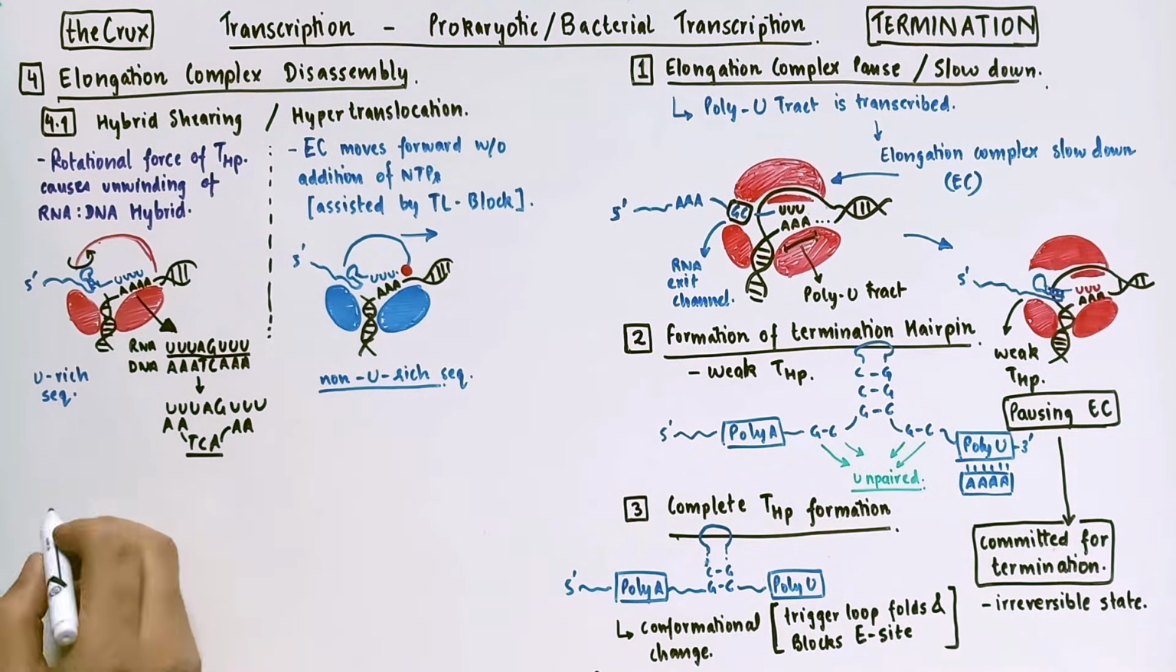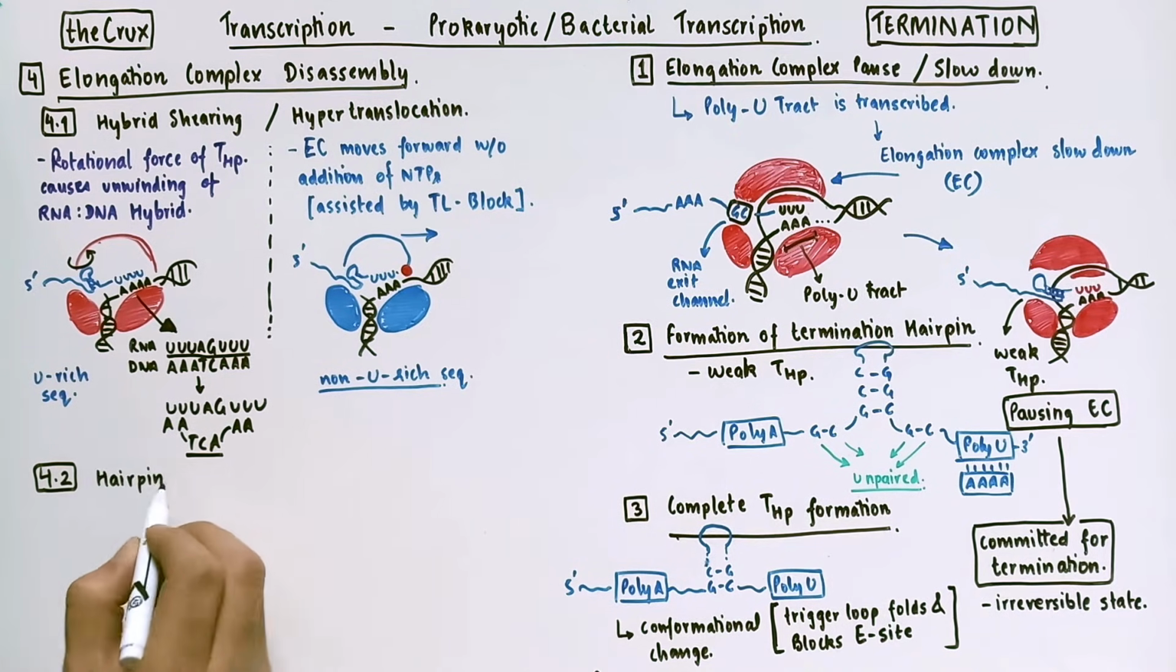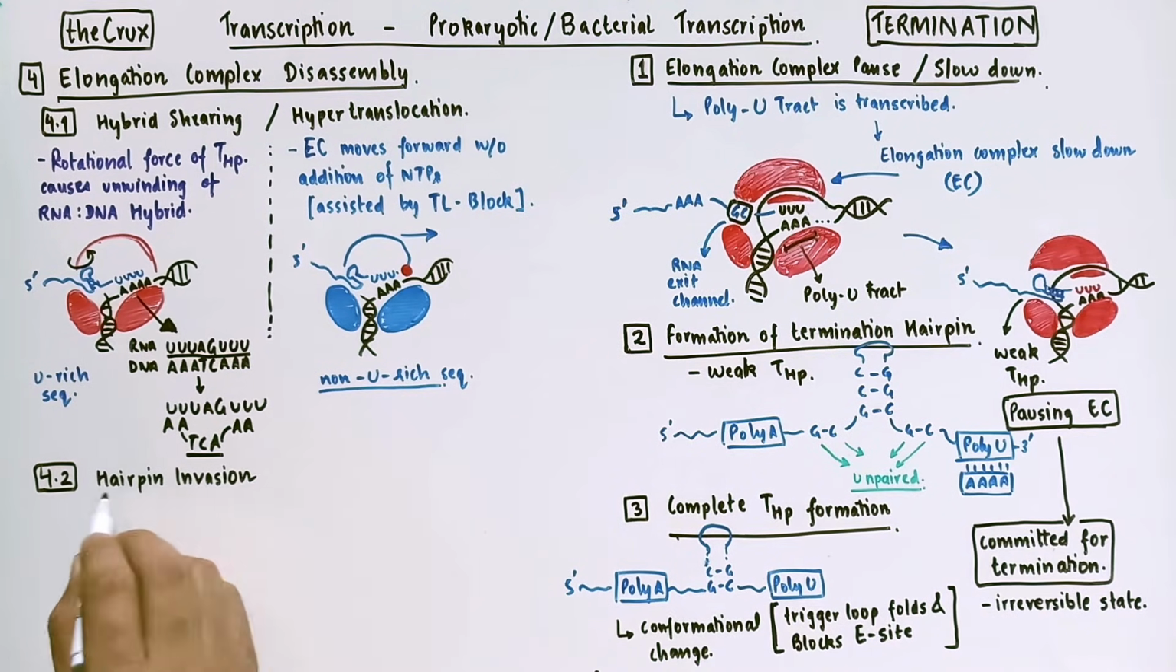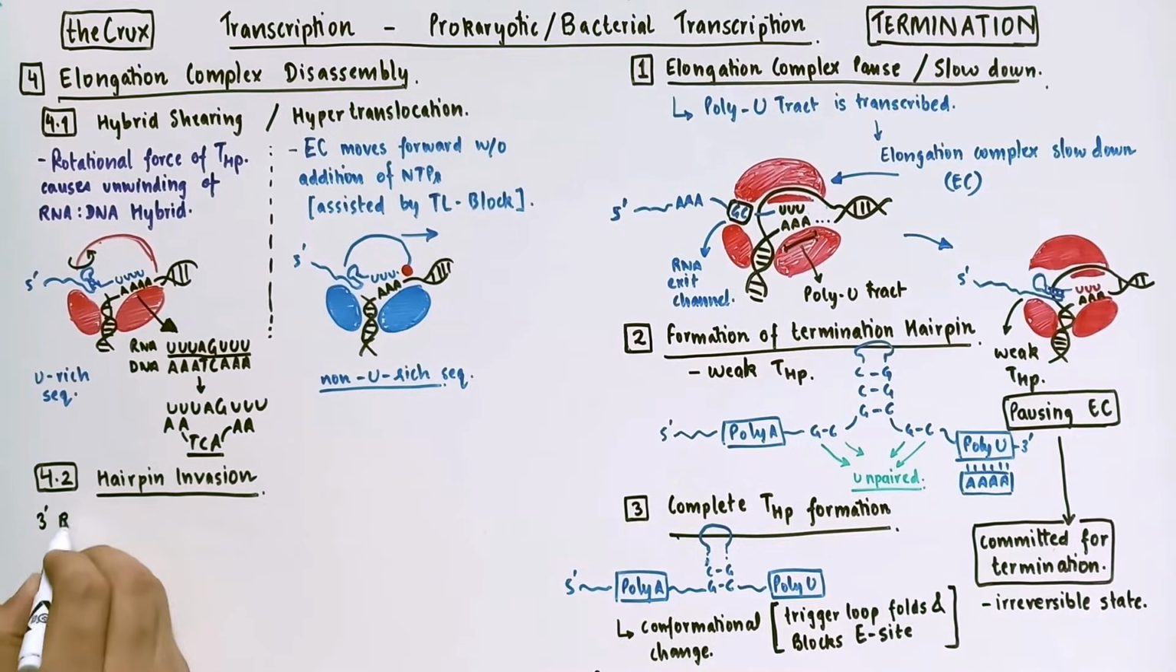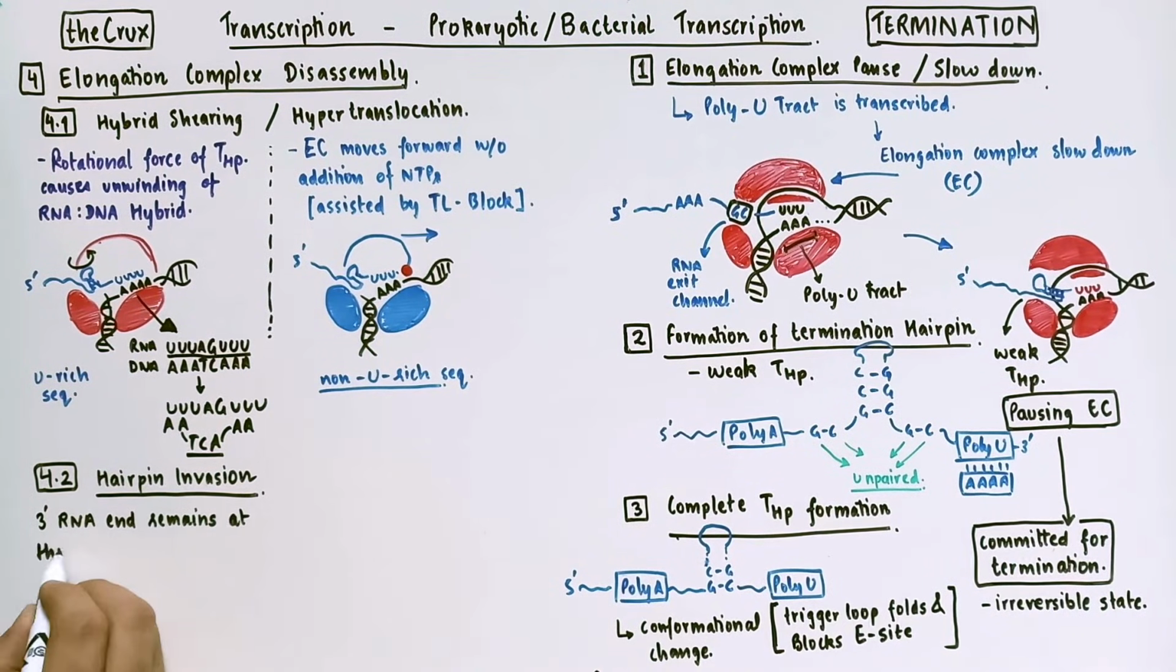There is another model that is also used to explain the process of elongation complex disassembly, and this is called the hairpin invasion model. In this process, the 3' end of the RNA actually stays at the I+1 and the I site. Again, if you want to learn more about this, check out the elongation video. So the RNA does not move at the 3' end, but the poly-A tract, which is at the 5' side, causes an allosteric inhibition of the complex.